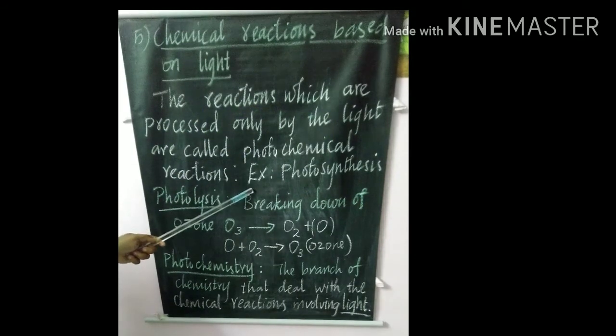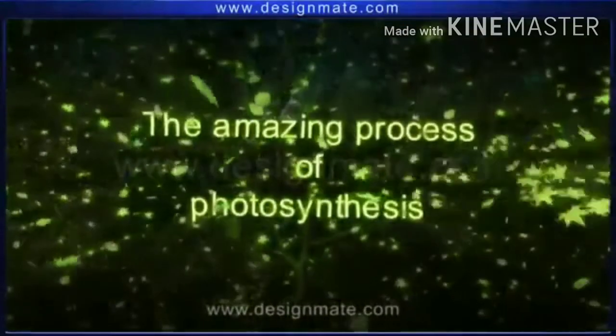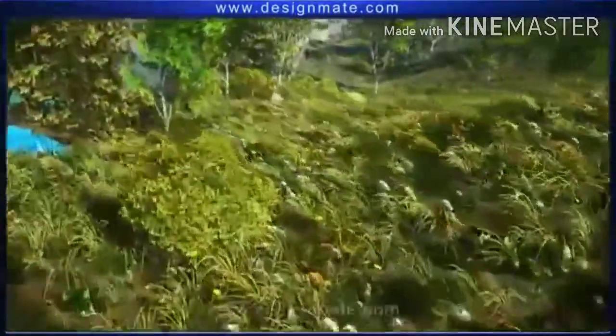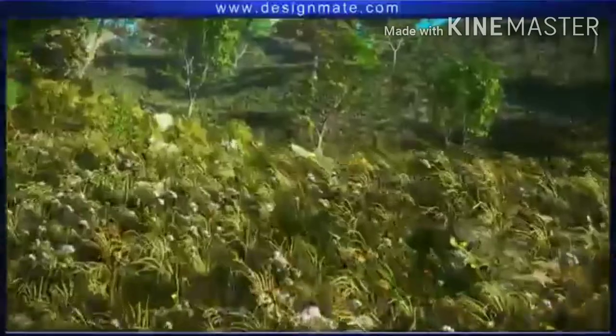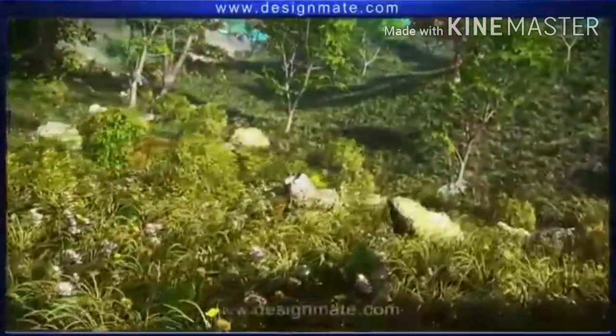You know this, photosynthesis. The process of photosynthesis. The amazing process of photosynthesis. A look around at nature is an absolute treat to our senses. We all enjoy the colors and fragrance of plants.